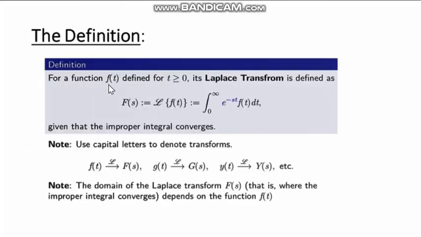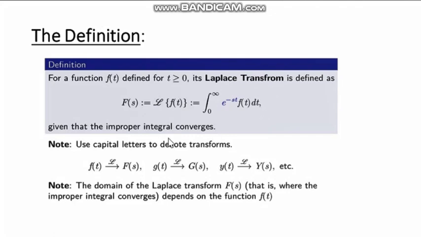For a function f of t for t greater than or equal to 0, the Laplace transform of f of t is denoted as L of f of t, and it is defined as the improper integral 0 to infinity f of t into e raised to minus st dt, given that the improper integral converges. So the convergence is always not guaranteed, but whenever it converges, only then will we say that the Laplace transform is defined.